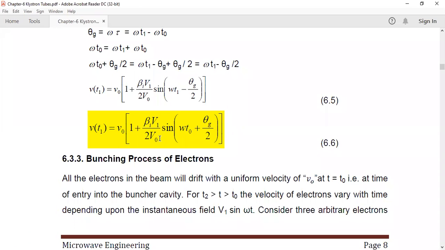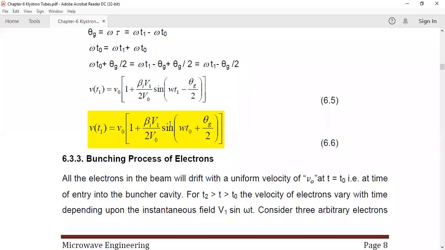So this is the two cavity klystron. Already we saw this. This is the equation for the velocity modulation. It's the same for the reflex also, the same velocity modulation only. There is only a small difference. In the reflex klystron, we have only one klystron tube. In the two cavity klystron, we have two cavities, two tubes. So that is the difference. We'll see that also.